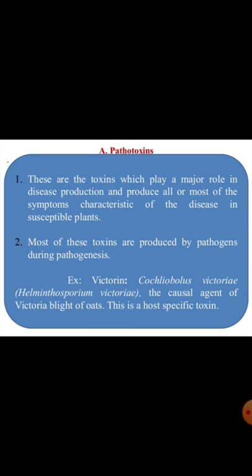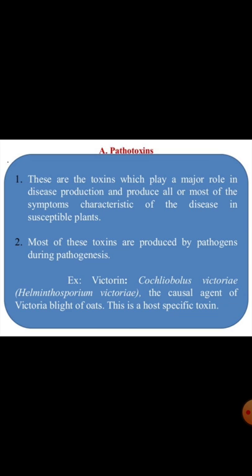These toxins are very useful, having a very crucial role in the production of disease, and produce all or most of the symptoms characteristic of the disease in the susceptible plant. Susceptible plants are those plants that are suffering from disease, or that can easily acquire a disease with a short or limited attack of the pathogens. So susceptible plants always show symptoms of tissue damage or necrosis of the cells or different types of disease.